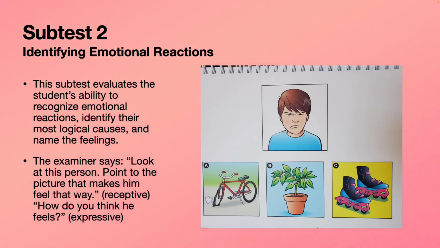Subtest 2 asks students to identify emotional reactions, identify their causes, and name the feelings. In this example, the examiner says, look at this person. Point to the picture that makes him feel that way. This will score a student's receptive ability. Then the examiner asks, how do you think he feels? This will score a student's expressive ability.